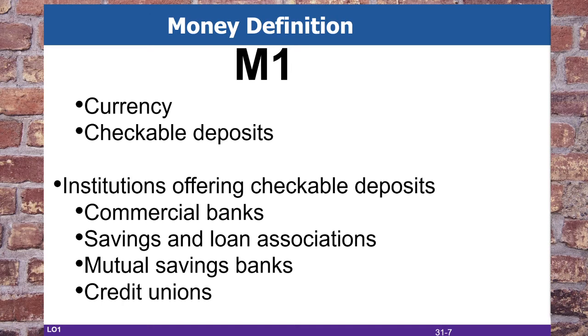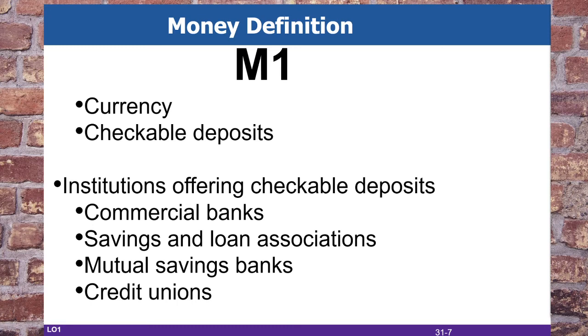The key to M1 is this is money that is liquid. There's a lot of liquidity here. It's easily turned into cash. Currency is already cash. Checkable deposits are easily turned into cash, meaning they can be easily used to buy goods and services, which would increase our GDP. So if we look at how much money is in currency and how much money is in checkable deposits, we can predict how much money we should have in a GDP.